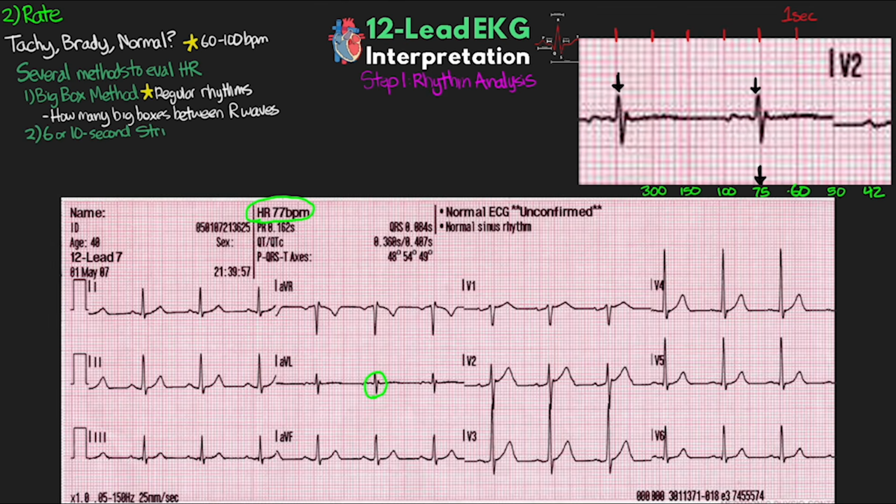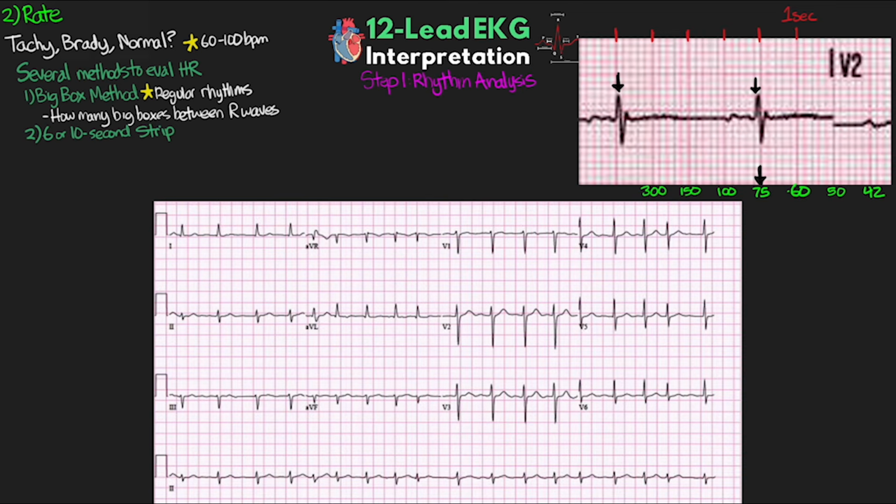All right, the next method beyond the big box method is to either look at a 6 or 10 second strip. So remember that the bottom of our 12 lead EKG has our rhythm lead that runs the full length. There may or may not be hash marks. If there are, they're going to give us 2 3-second intervals, so a 6-second strip as well as a final 4-second interval. This then gives us a total strip of 10 seconds. If there are no hash marks, then we just know that this total strip is still 10 seconds.